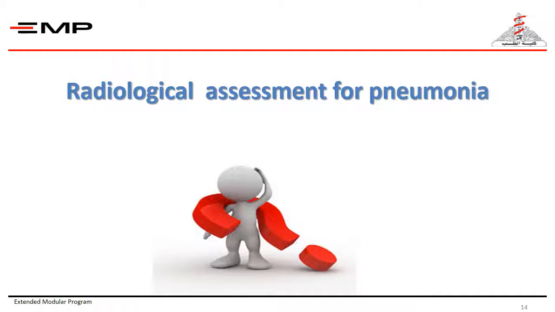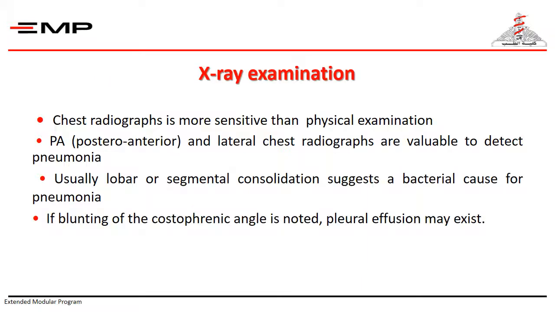As regards radiological assessment for pneumonia, first is the usual chest x-ray examination. Chest x-ray is more sensitive than physical examination, so if there is suspicion of pneumonia and we find the local examination is free, we must perform x-ray examination because it is more sensitive for early detection of pneumonia than clinical examination. We usually use the posterior-anterior and lateral chest radiographs, which are valuable to detect pneumonia.